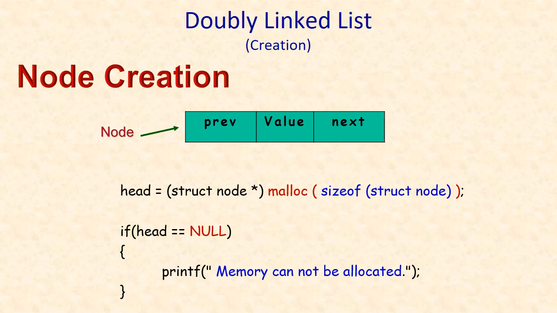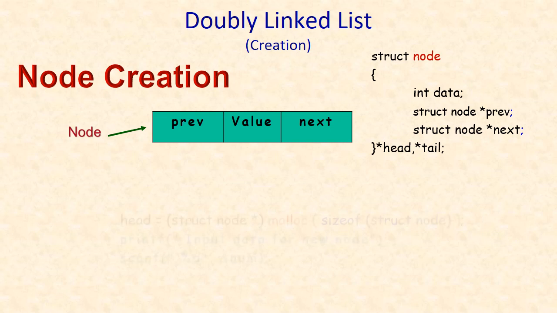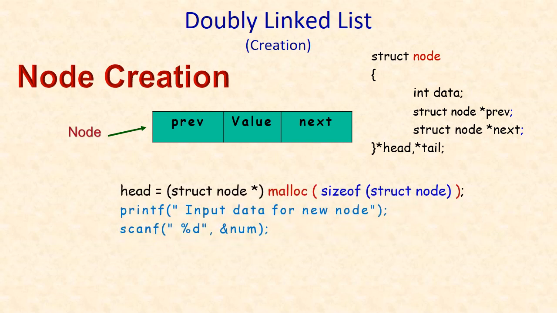So if head is equal to null, that means memory is not allocated. When memory is not allocated, we cannot go forward with this program, so we will quit from the program. And then the next step, if memory is successfully allocated, then we will start creating the linked list.